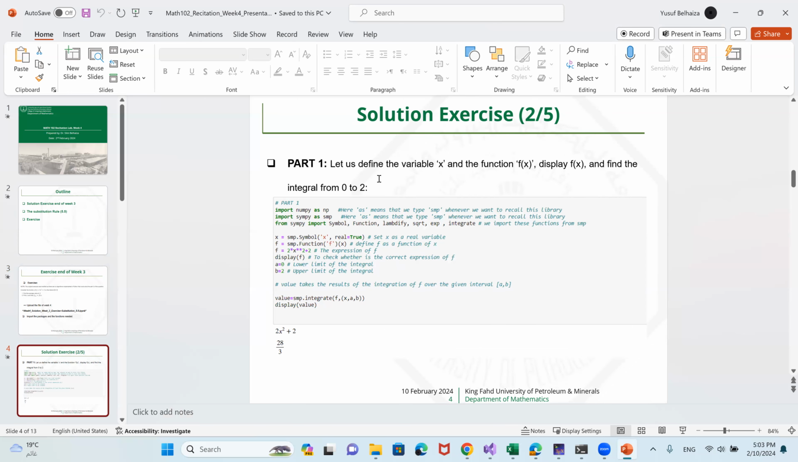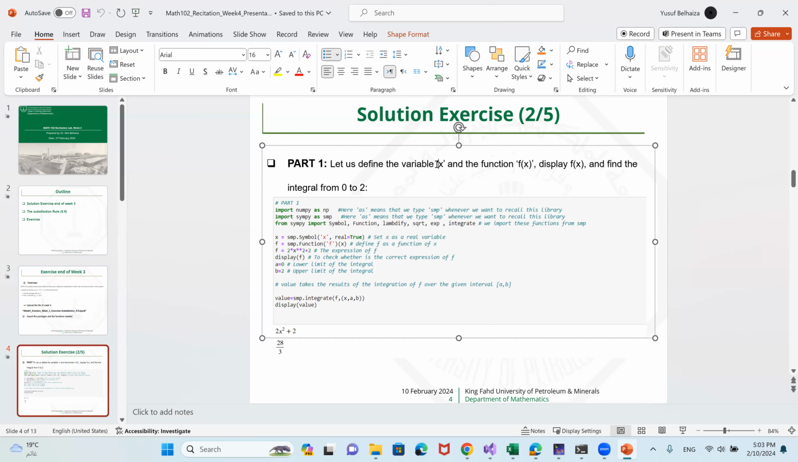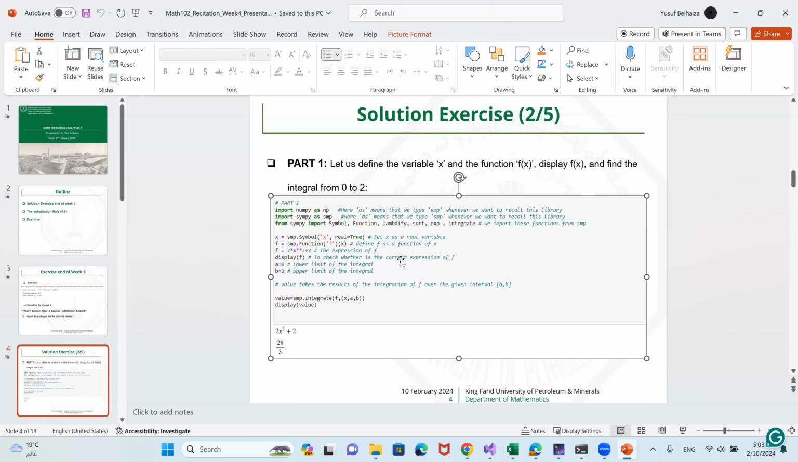There are some parts in this question. In the first part, we need to define the variable x and the function f, display it, and find the integral from 0 to 2. And this is exactly what is done here. To give you a quick idea, again, we import the NumPy and SymPy packages as np and smp. We also import from SymPy the Symbol, capital S, the Function, capital F, lambdify, the square root, the exponential, and integrate. Maybe they are needed.